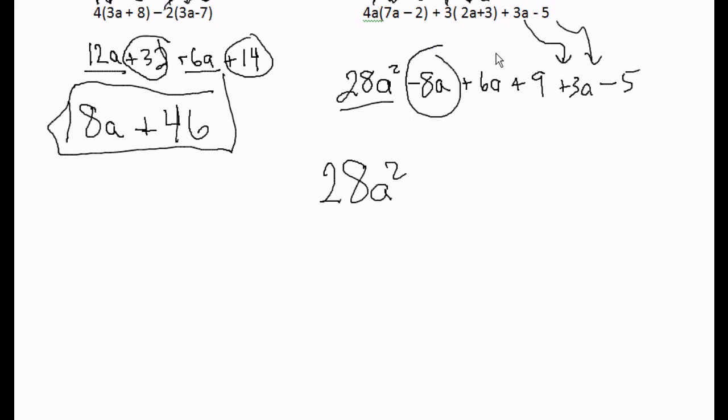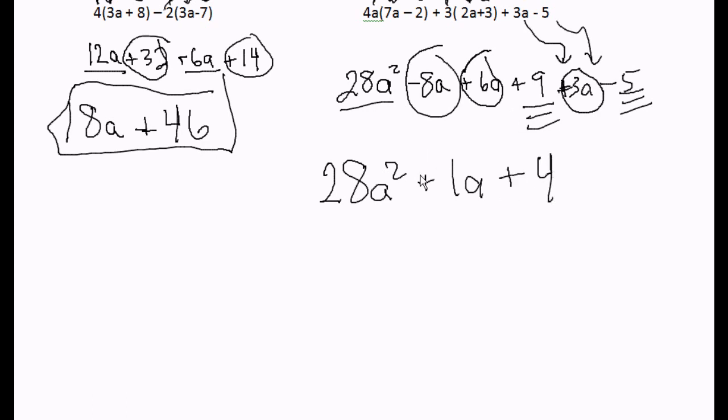Now I'm looking for all the a's. There's a negative 8a, a positive 6a, and a positive 3a. Negative 8 plus 6 plus 3. 6 and 3 is 9. Negative 8 plus 9, I have a positive 1a. If I add up all the a's, negative 8 plus 6 is a negative 2. Negative 2 plus 3 is a positive 1a. Now I'm going to do the numbers. A positive 9 and a negative 5. 9 minus 5 is a positive 4.